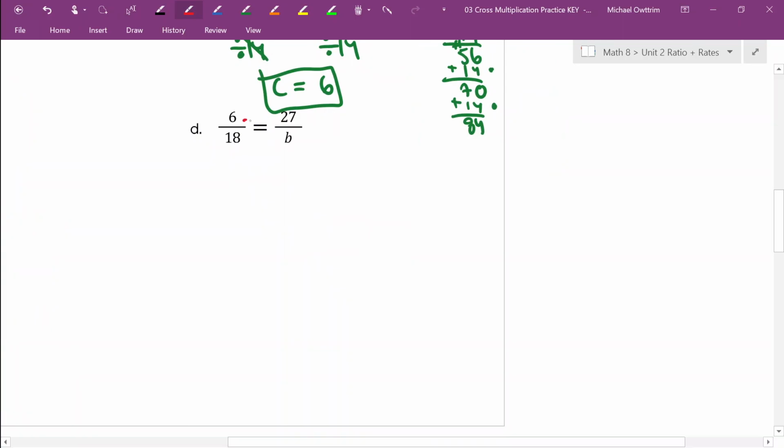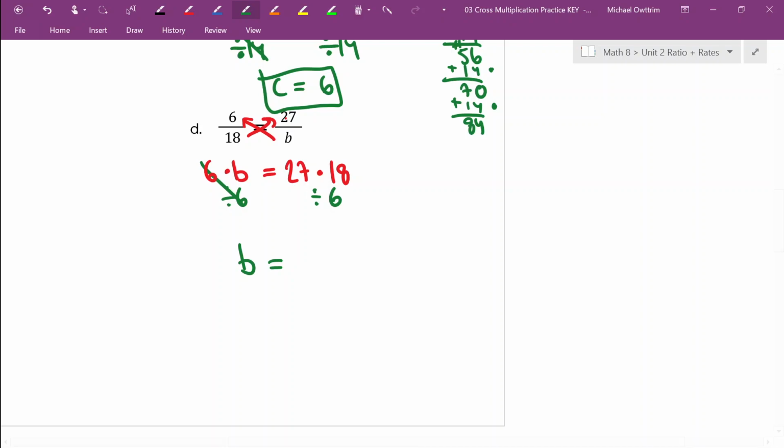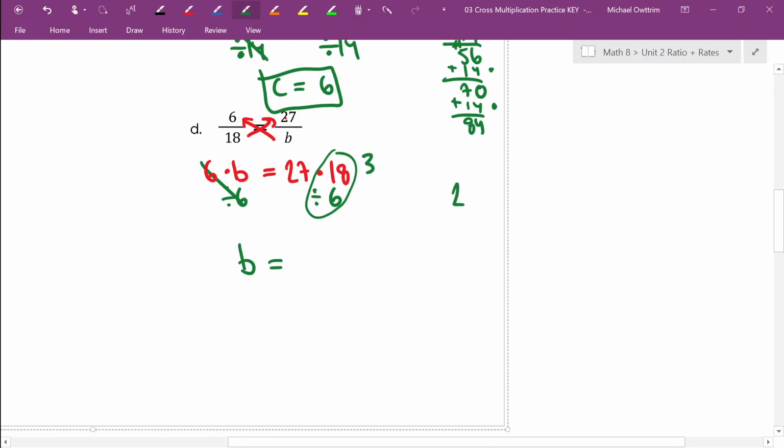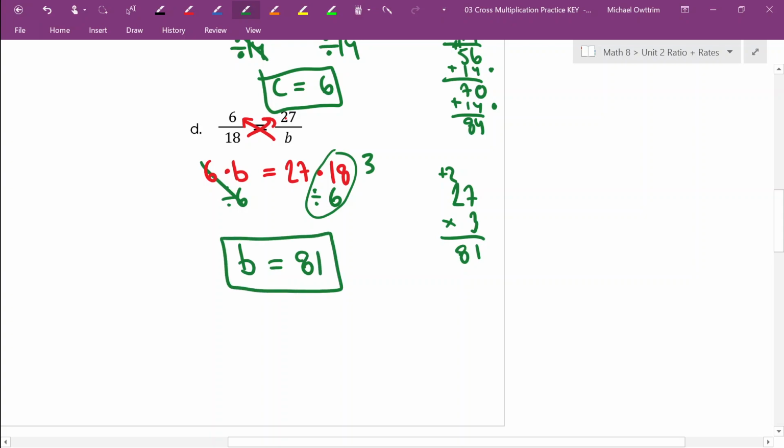Question D, again, going to cross multiply. So 6 is connected to the B, and 27 is connected to 18. I'm going to solve that by dividing both sides by 6. So I get B on this side. Now on the other side, remember that the order of multiplication and division in a question does not matter. So I'm going to choose to do 18 divided by 6, which is 3, and 3 times 27 is an easier calculation to do. 3 times 7 is 21, so 81 is my value for B.